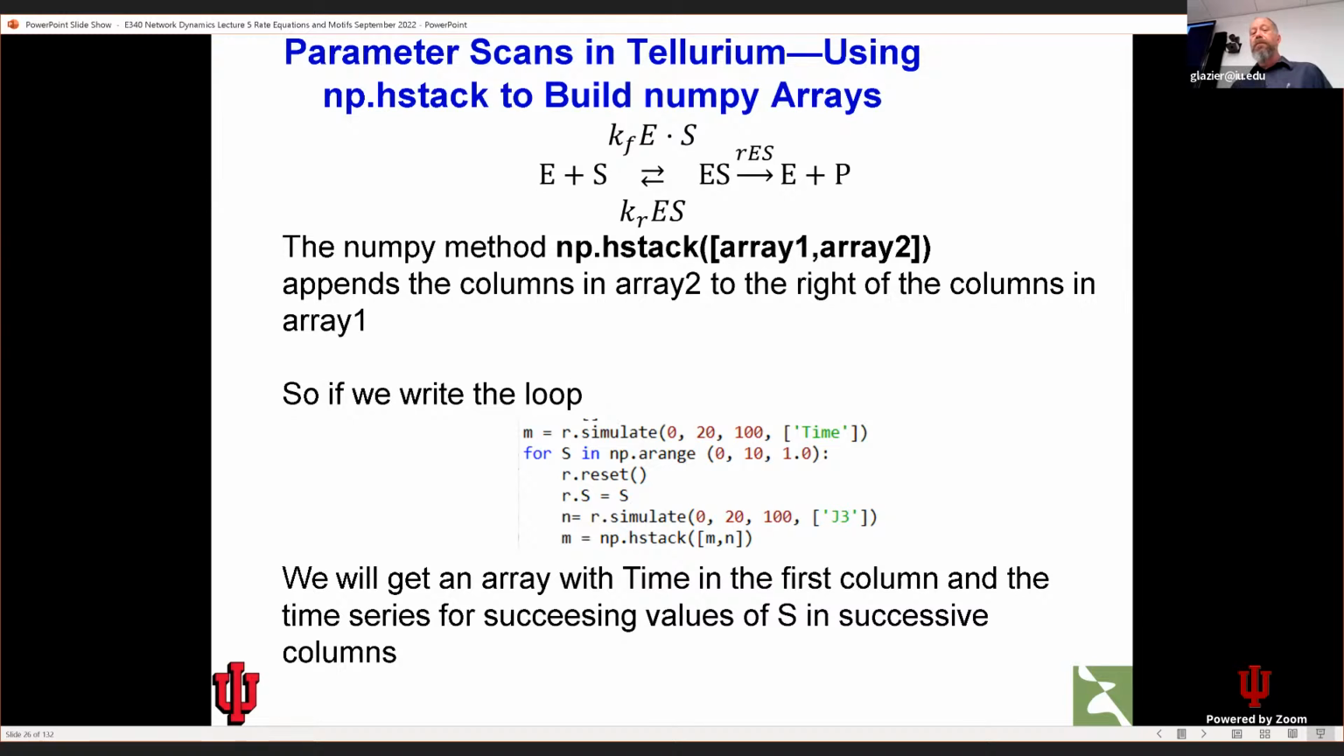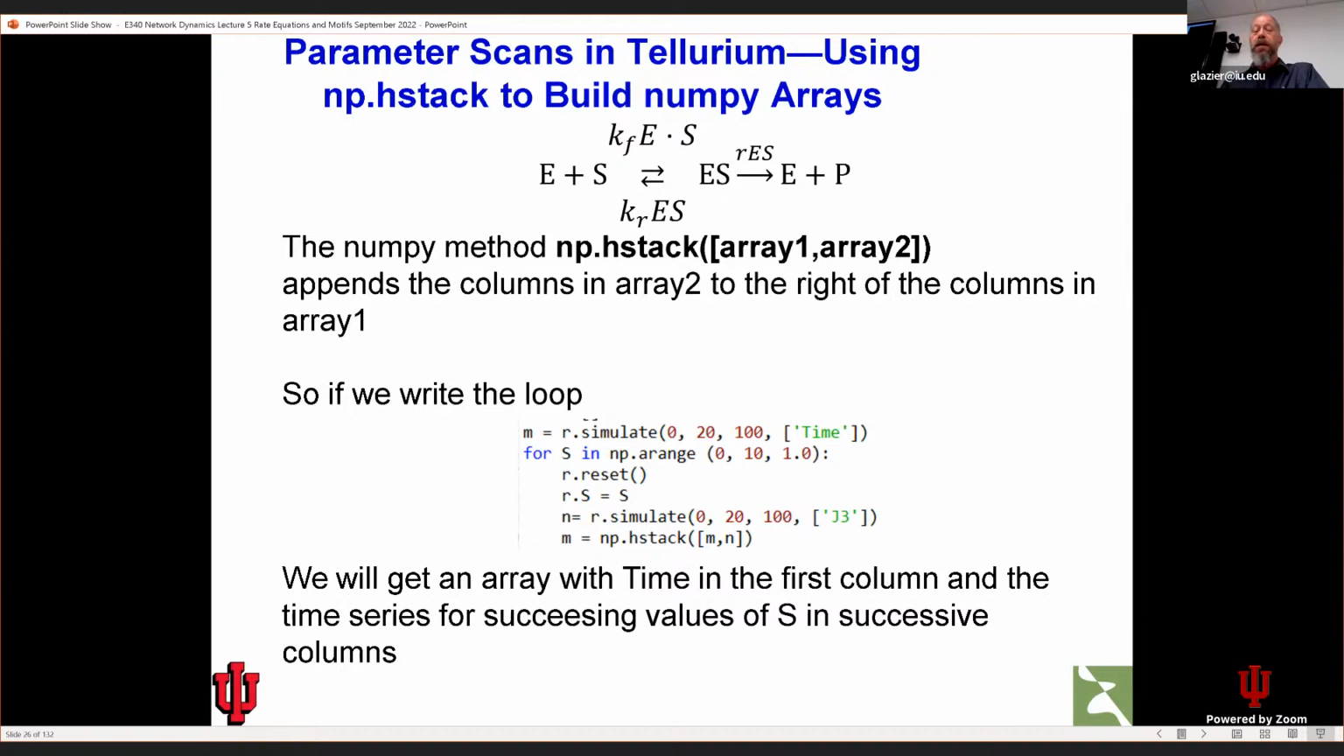And so now each column, the first column will be the rate of production of product when S, my amount of substrate, was 0. The second will be the rate of production of product versus time when the amount of substrate was 1. The third will be the amount of product produced per time versus time when the amount of substrate is 3, and so on. Remember that with np.arange, I stop before the end. So the values of S will go 0, 1, 2, 3, 4, 5, 6, 7, 8, 9. I will never get 10.